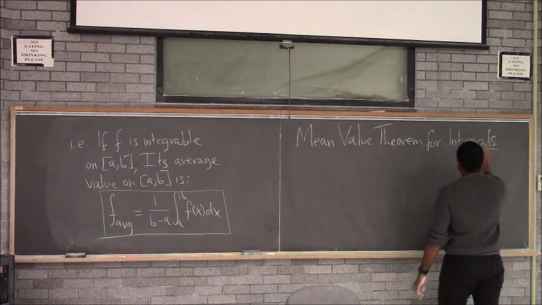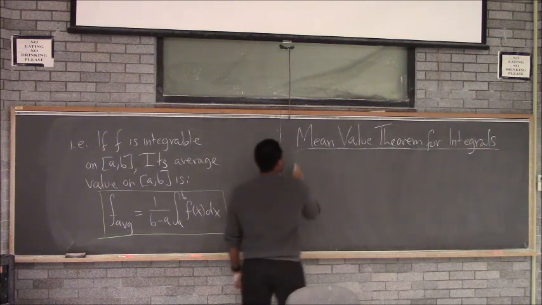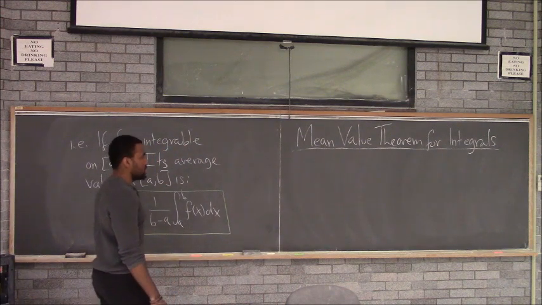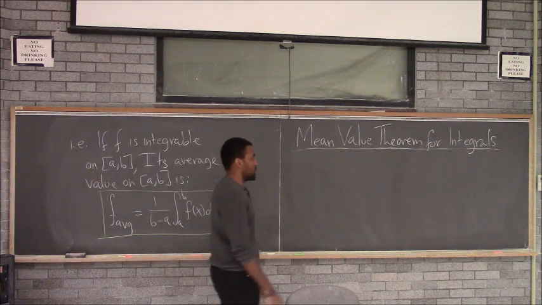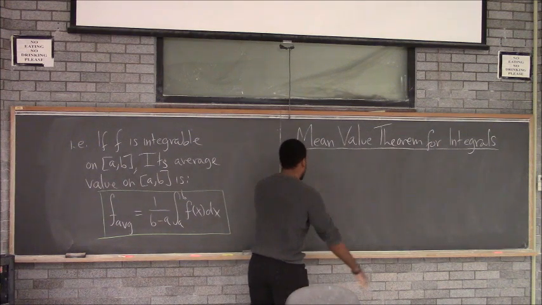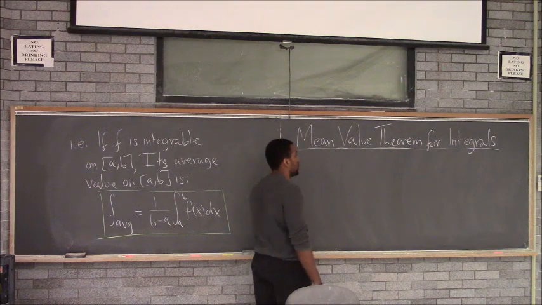So we saw the mean value theorem for derivatives that says on some interval, there is a point where the instantaneous rate of change is equal to the average rate of change on the interval. We can talk about the average value of a function on the interval as well, and we call this the mean value theorem for integration.